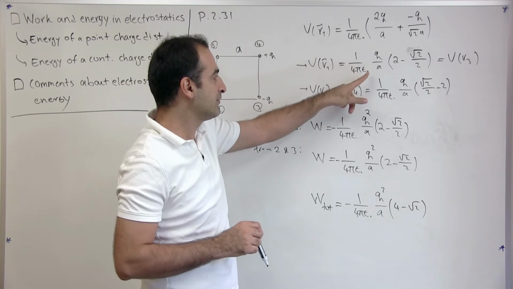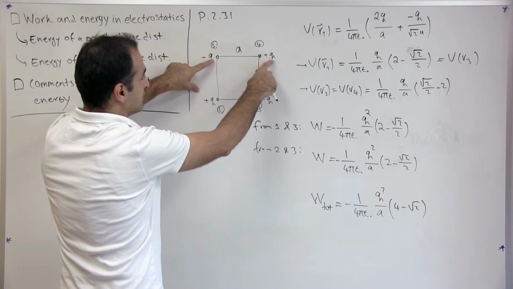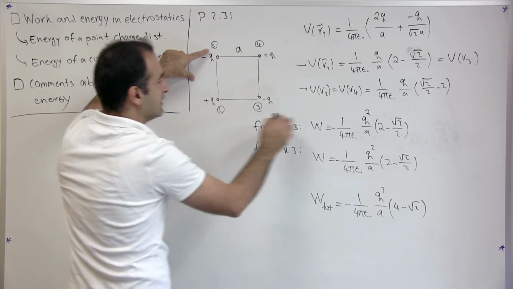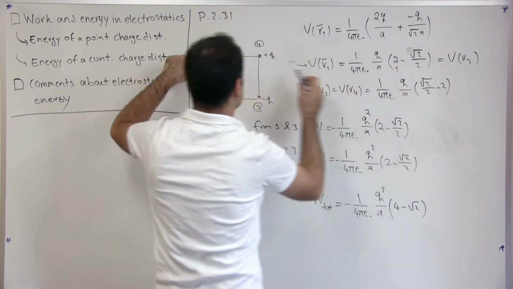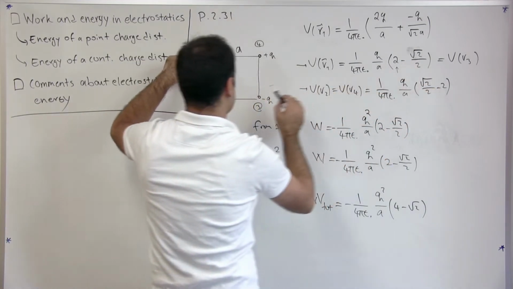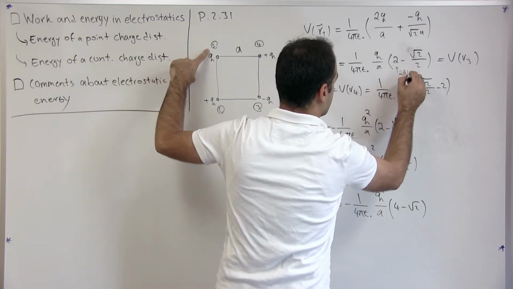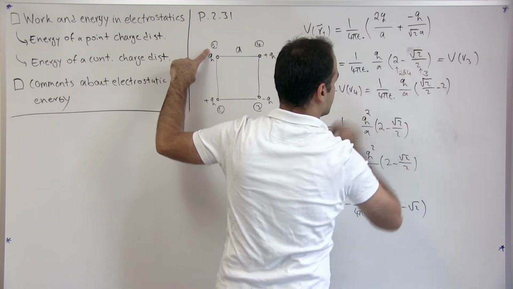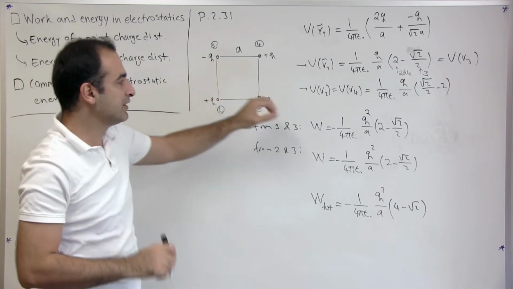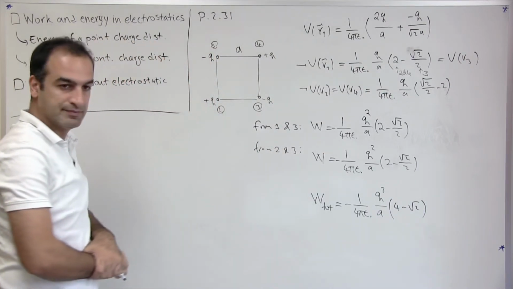Okay, so 1 over 4 pi epsilon 0 times q over a is the potential created by any of these charges, number 4 or number 2, at the position of charge number 1. I have 2 of these, that's why I have a factor of 2 here. That includes 4 and 2. And I have negative square root of 2 over 2, which is the potential created by 3. So this term comes from 2 and 4, and this term comes from 3. 3 is diagonal, so I need to use 1 over square root of 2, which is equal to square root of 2 by 2.